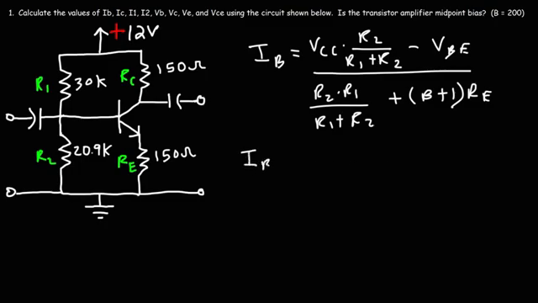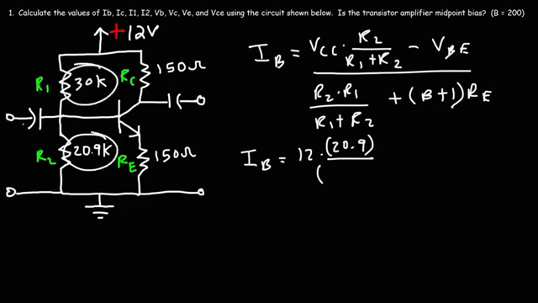Now let's start by plugging in the values that we have. VCC, the collector supply voltage, is given to us. That is 12 volts. R2, we know it's 20.9 kilo ohms. Now the units will cancel. R2 will cancel with R1 plus R2, so you could write it as 20.9. R1 plus R2, that's 20.9 plus 30, so that's going to be 50.9 kilo ohms. You don't need to change it to 50,900 ohms.